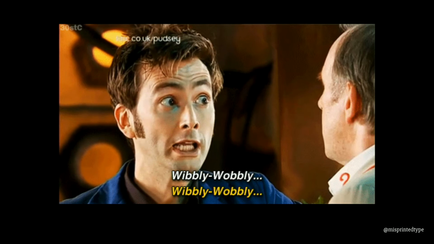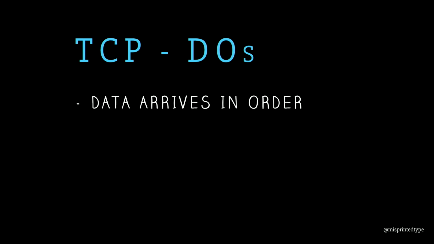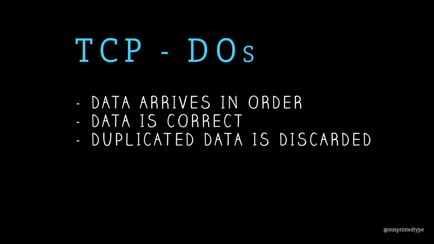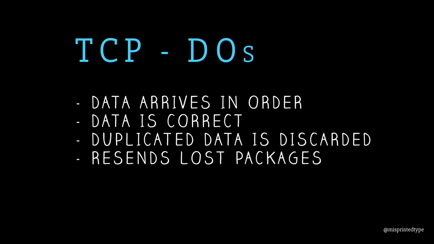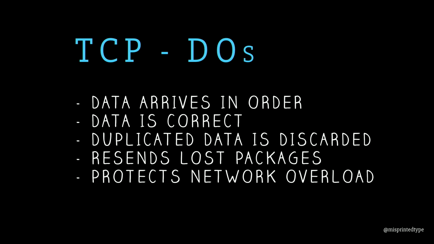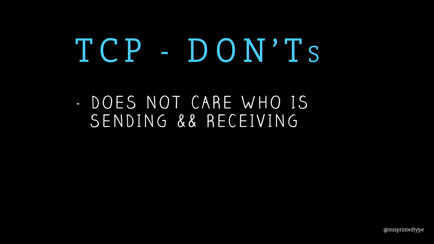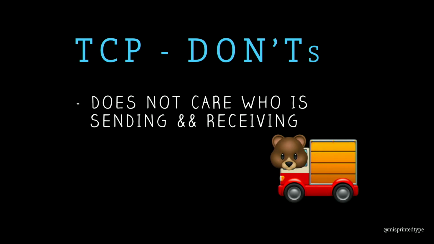So what does TCP do and what not? TCP makes sure data arrives in the correct order. That's cool. It makes sure the data has minimal errors, so it's actually correct. Makes sure duplicated data is just thrown away, discarded. Makes sure that lost packages are resent. And it protects the network from being overloaded. We'll get back to that later. What it does not do: it does not care who is sending and receiving. It knows that, but it just doesn't care. It's just this little cute delivery bear. It's like, there you go.